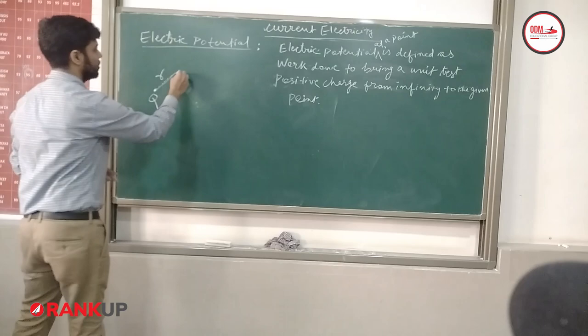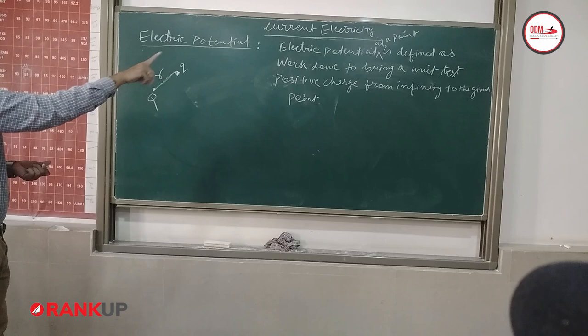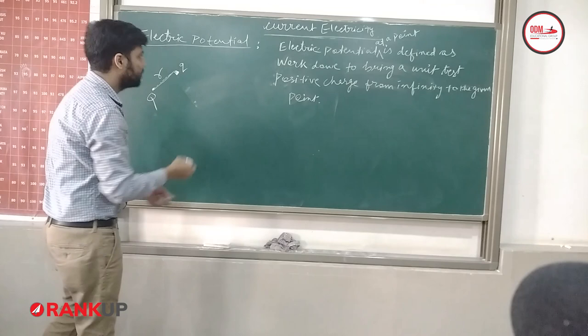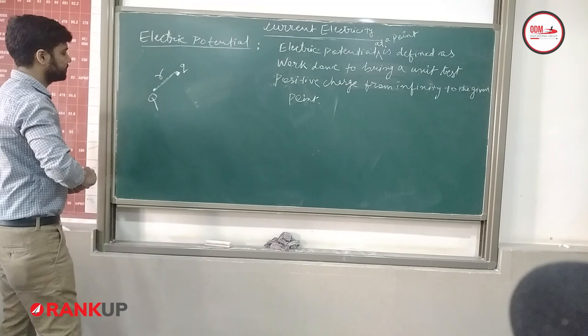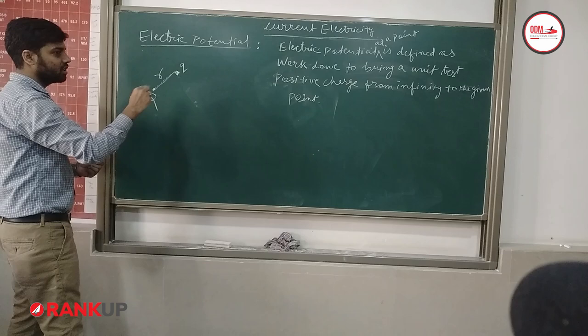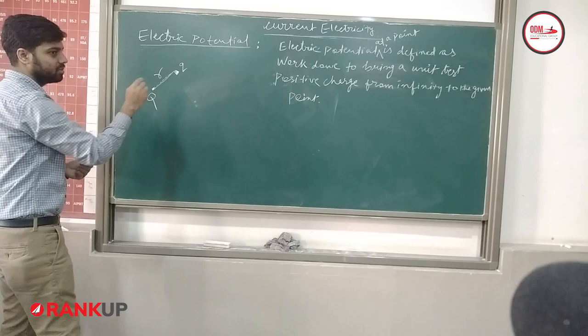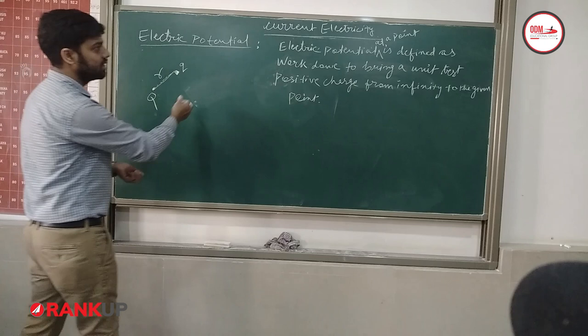To bring a unit test positive charge, suppose I bring another charge q, we will divide by q. Or if you take a unit test positive charge, no problem, you can take the magnitude as one coulomb. Or one proton, with charge 1.6 × 10⁻¹⁹ coulomb, positive. So here we see the definition.